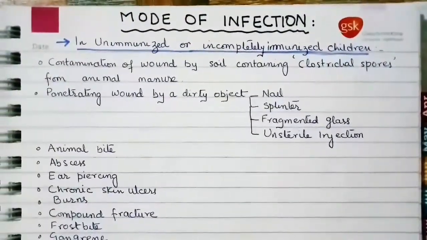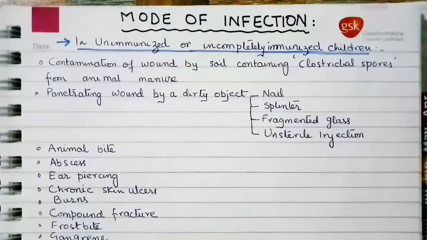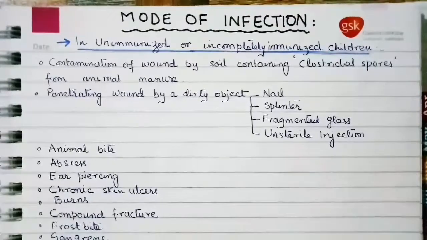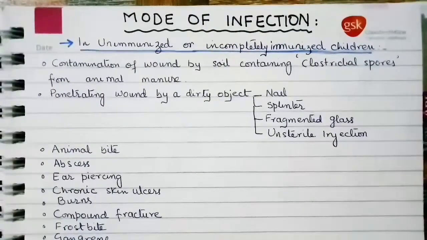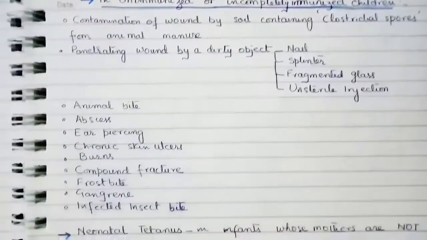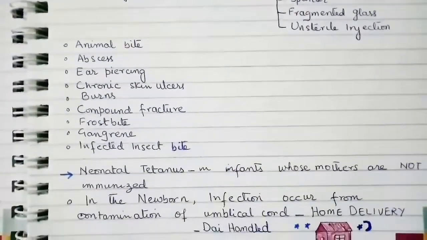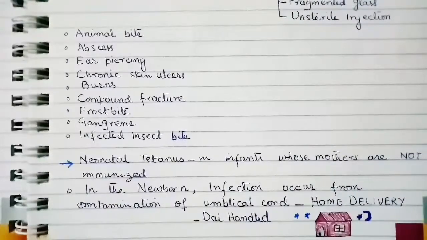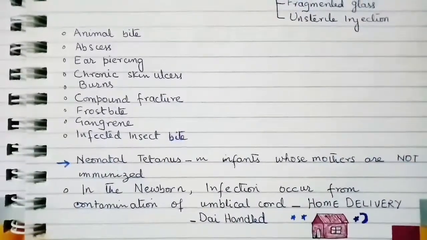In an unimmunized or incompletely immunized child, infection occurs after contamination of a wound by soil containing clostridial spores. Most commonly, it is a penetrating wound by some dirty object such as a nail, splinter, broken glass piece, or an unsterile injection. Tetanus may also be associated with animal bite, abscess, ear piercing, chronic skin ulcers, burns, compound fracture, frostbite, gangrene, or an infected insect bite.